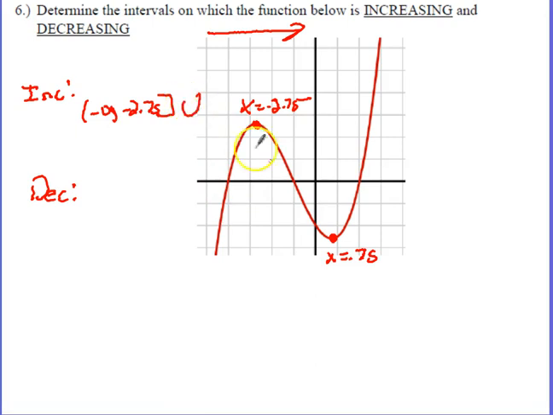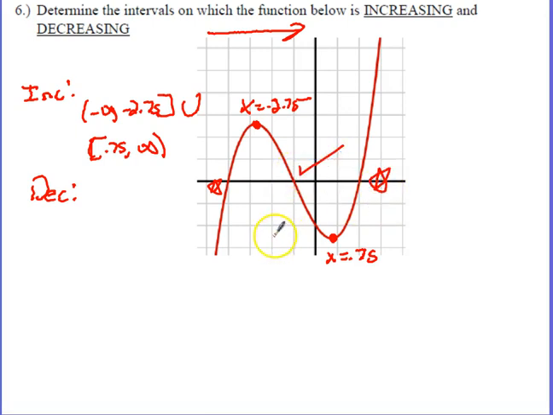And then we'll union, and then now it's going to be decreasing. And then we'll finish up increasing over here. So that'll be bracket from 0.75 to infinity. So those are the two places where it's increasing, which is here and which is here.